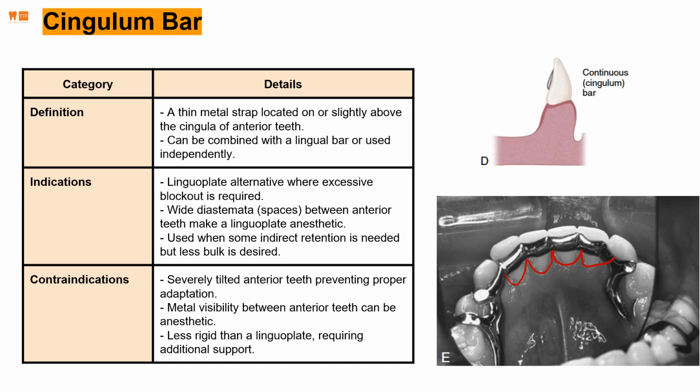So cingulum bar. It's all the way up on the cingulum. It's a thin metal strap located on or slightly above the cingulum of the anterior teeth and can be combined with a lingual bar, and that makes it a lingual plate, right? So what are some indications, right? There's lingual plate alternative. It is an alternative to the lingual plate where excessive blockout is required.